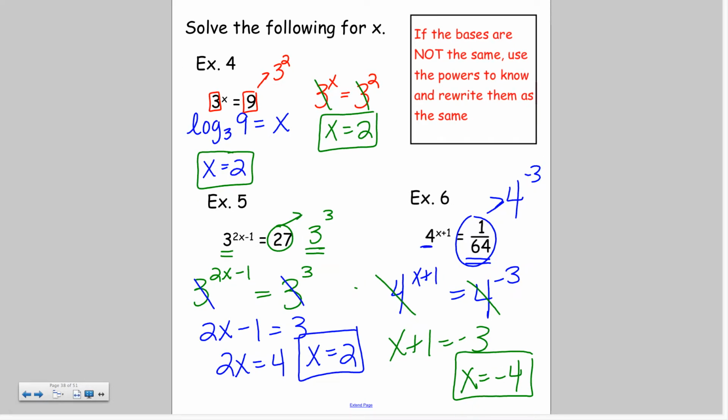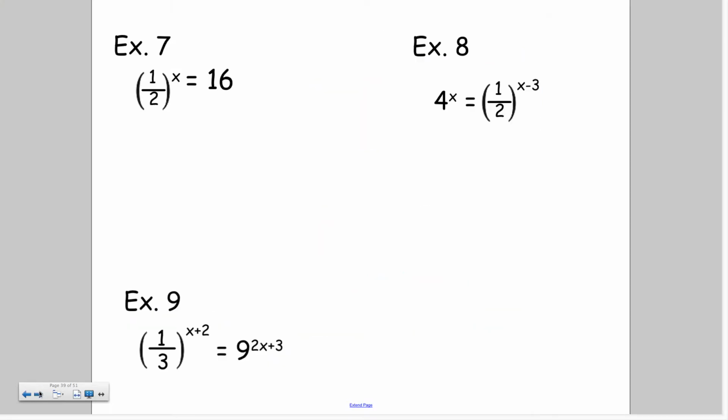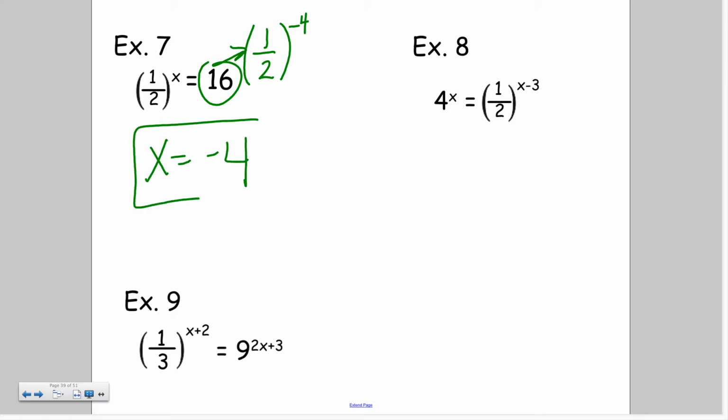Okay, top of page 19. Alright, so I've got 1/2, and I've got 16. So I want to try to rewrite that 16 as a 1/2. So to do that, I can change that into 1/2 to the negative 4. So remember, because I've got to make it look like a fraction, I've got to have a negative exponent. So now I've got 1/2 to the x equals 1/2 to the negative 4. I can drop them, and I get that.